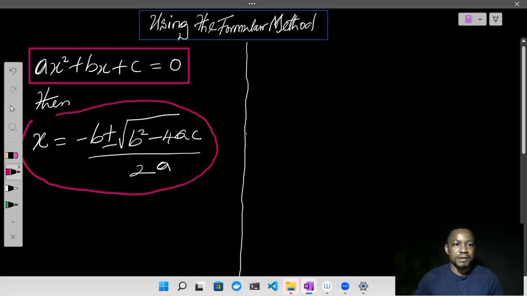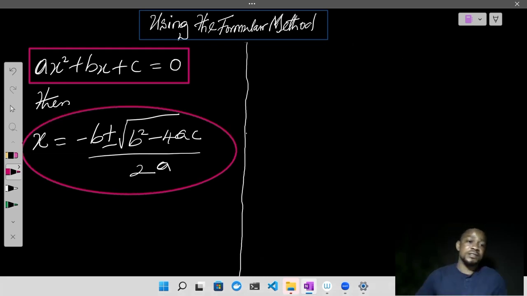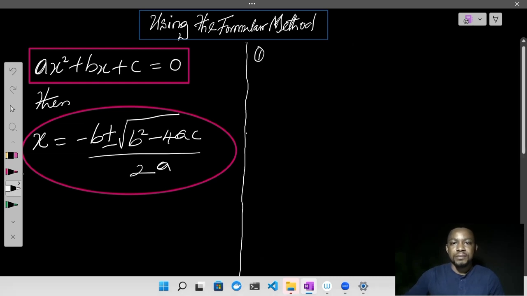So this holds if we have our equation in this form, where a is the coefficient of x squared, b is the coefficient of x, and c is our constant. To use that, I'm going to apply it in this one example: x squared plus x minus 90 equals 0. To solve this, we can just look at this and compare it to the generic form of the equation.